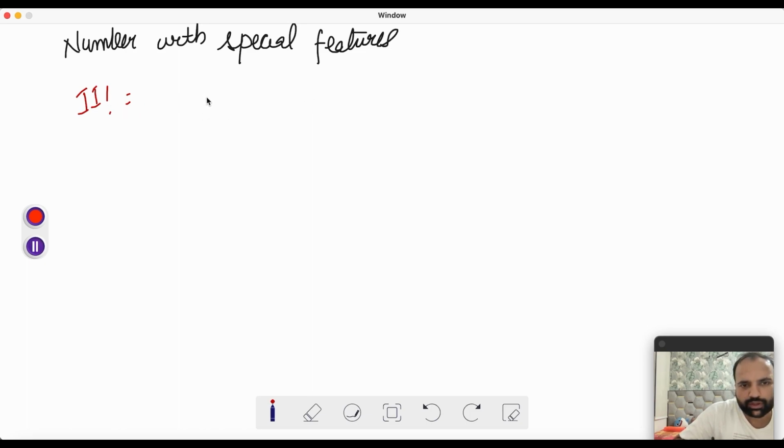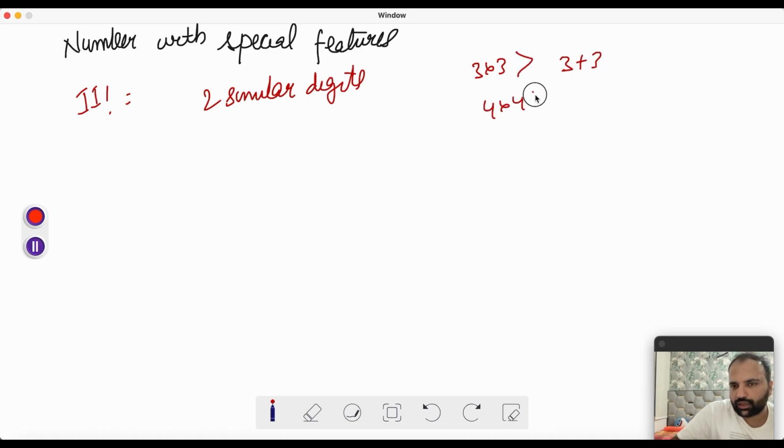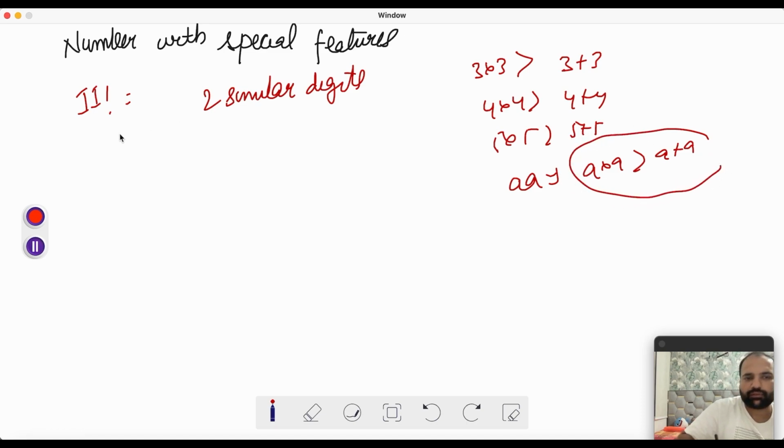11 is a number with 2 similar digits. So if you take any other 2 similar digit number, like you can take 33. So if you multiply 3 into 3 and if you add 3 and 3, always the multiplication would be higher. Okay, what I mean to say is if it's a similar number, let's say a is the number, so a into a would always be greater than a plus a. This is a known fact, but 11 is an exception.